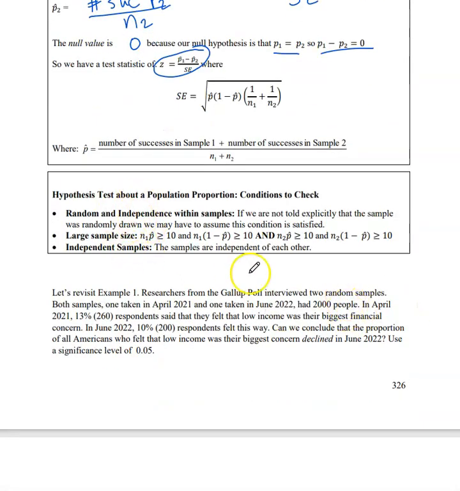Same conditions as what we had previously. The samples have to be random and independent, large enough to expect at least 10 successes and 10 failures from each sample. And then the samples, of course, have to be independent of each other.